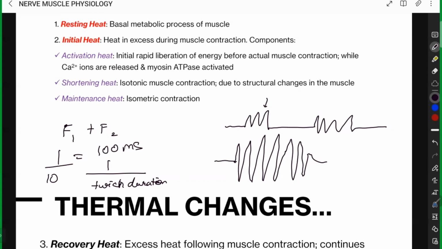Okay, 100 per second. So this is 1 by 10 milliseconds, that is going to be 100 per second. If you give twitches or stimuli at 1 by 10 milliseconds, that can cause a greater tetanic contraction. This is what you call a summation of contraction. This is one of the properties.